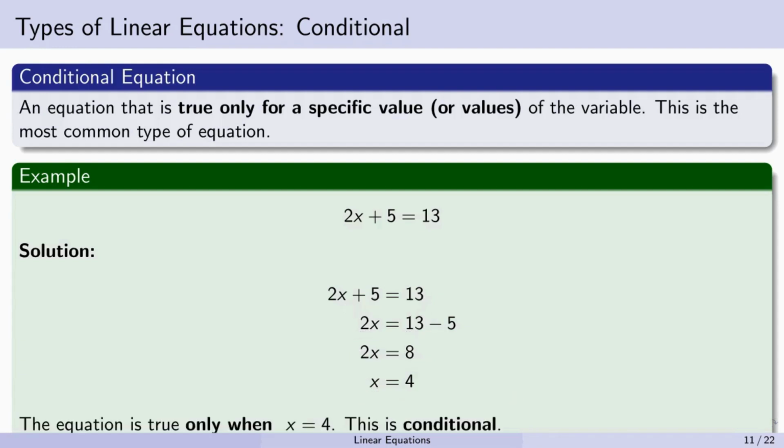This equation is only true when x is exactly 4. Plug in x equals 5 and it breaks. Plug in x equals 0, it breaks. Only x equals 4 works. That condition is what makes it conditional. So again, please remember, when we say conditional, we found a specific value of x which makes the equation true.